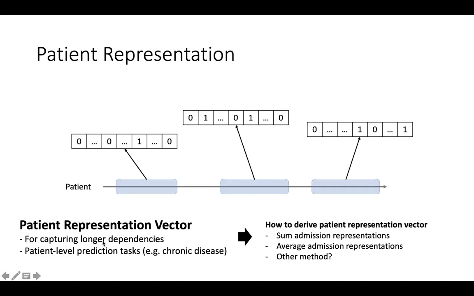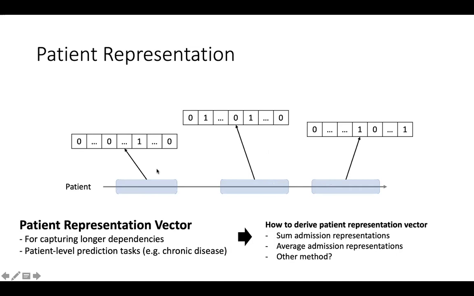So this is for capturing longer dependencies, meaning multiple hospital visits, and this would be appropriate for patient level prediction tasks such as chronic disease or cancer predictions. Obviously there's no right answer here. There are an infinite number of answers. So how would we derive a single fixed size vector out of these 40,000 dimensional vectors?